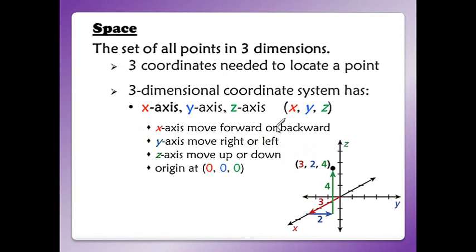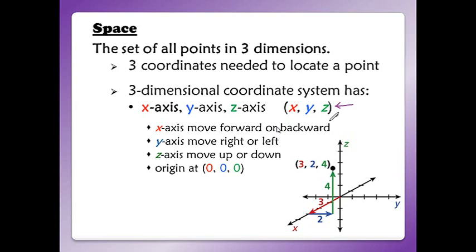Now let's look at 3 dimensions in the coordinate plane. Space is considered the set of all points in 3 dimensions. In space, we need 3 coordinates to locate a point. The 3-dimensional coordinate system has the x-axis, the y-axis, and the z-axis. Each point in that space can be represented by this ordered triplet.